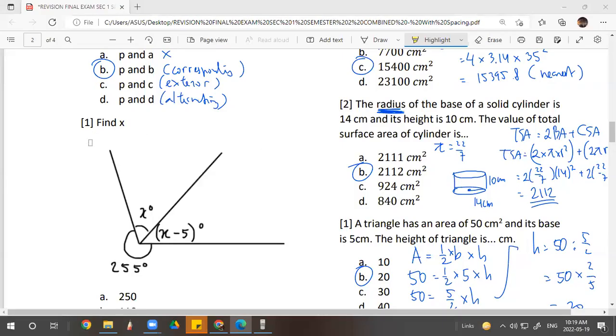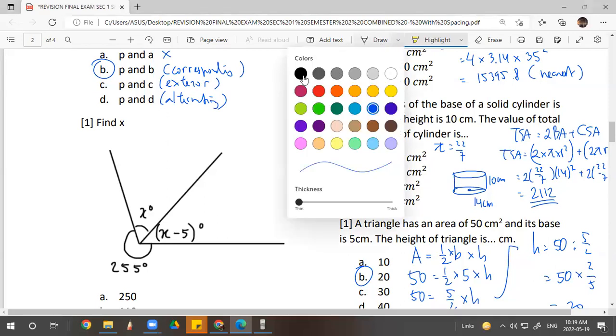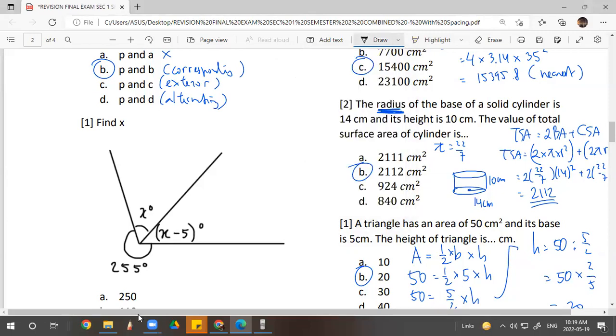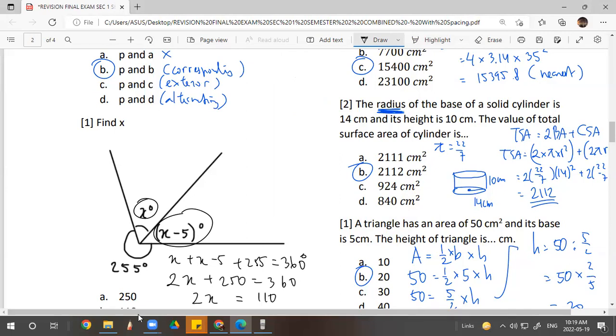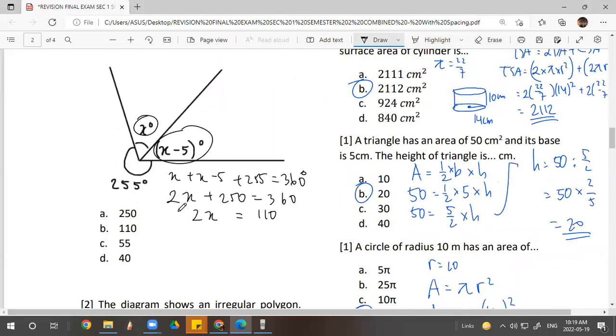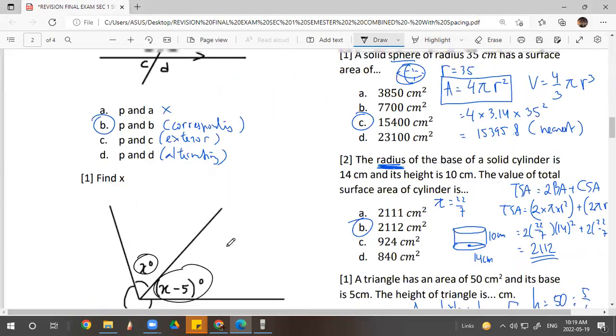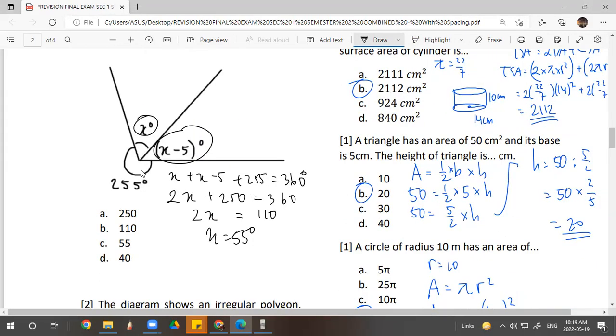Guys, we forgot one question here, find x, but this is very easy. How do you do this? Just put everything in a circular angle, right? So x plus x minus 5 plus 255 equals 360 because it's a rotational angle. So 2x plus 250 equals 360. So 2x equals 110, so the value of x is 55. Again, make sure, is it asking for 55? Yes, finding x. We got 55.